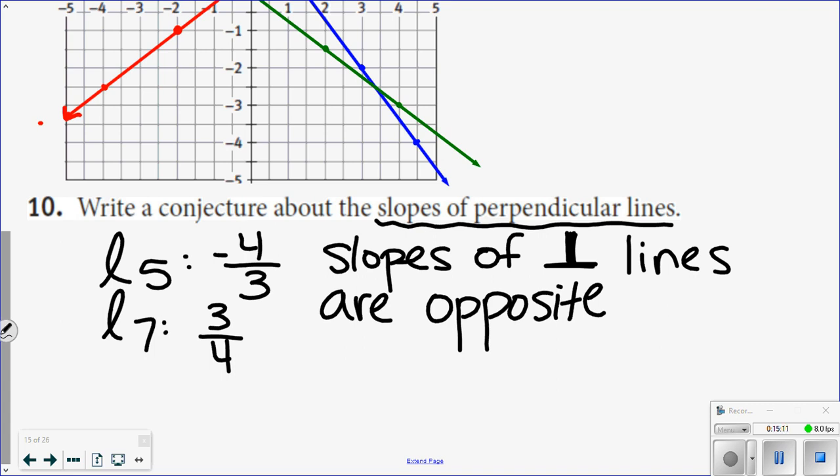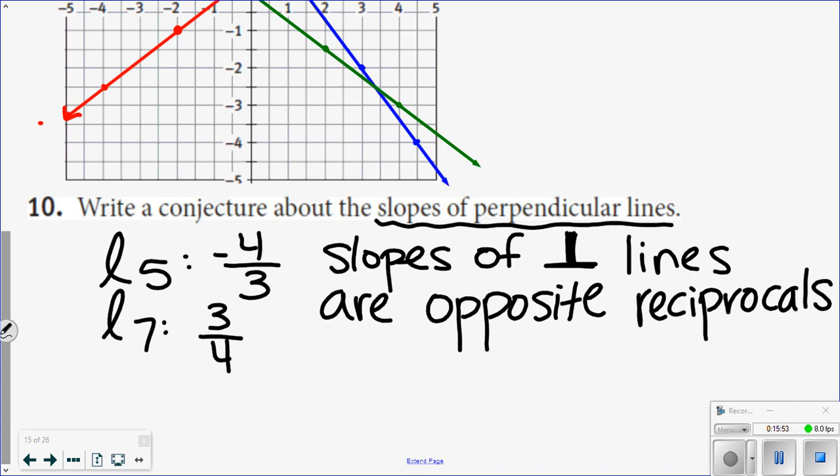Our fractions are flipped. Okay, one has 4 in the numerator, one has 4 in the denominator, and vice versa. So the fancy word for that is reciprocal. So the slopes of perpendicular lines are opposite reciprocals. One's positive, one's negative, and we have to flip the fraction. Flip the fraction.